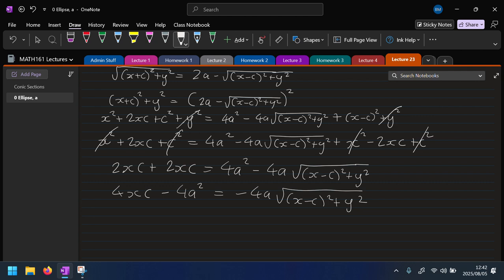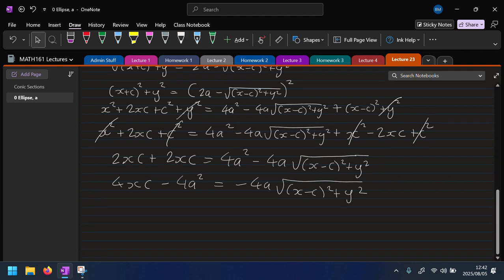Let's leave the 4a on that side. We don't want to work with any fractions just yet. So let's just square both sides as is, and that will get rid of the roots. So we're going to have 4 times x times c minus 4a squared, squared again, because we want to get rid of that root. Okay, and then on the other side, squaring that, the minus, don't worry about that, that goes away. It will be 16a squared, and then whatever's inside the root.